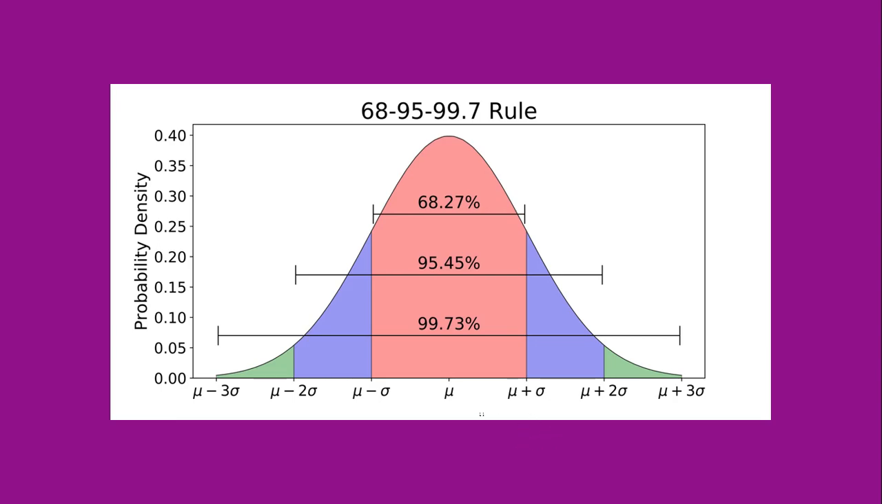Here, mu represents the mean, right? From there, sigma represents standard deviation. One standard deviation up or down, you cover 68.2%, represented in the pink line. 2 standard deviations, you cover 95.45%. 3 standard deviations, you cover 99.73%.